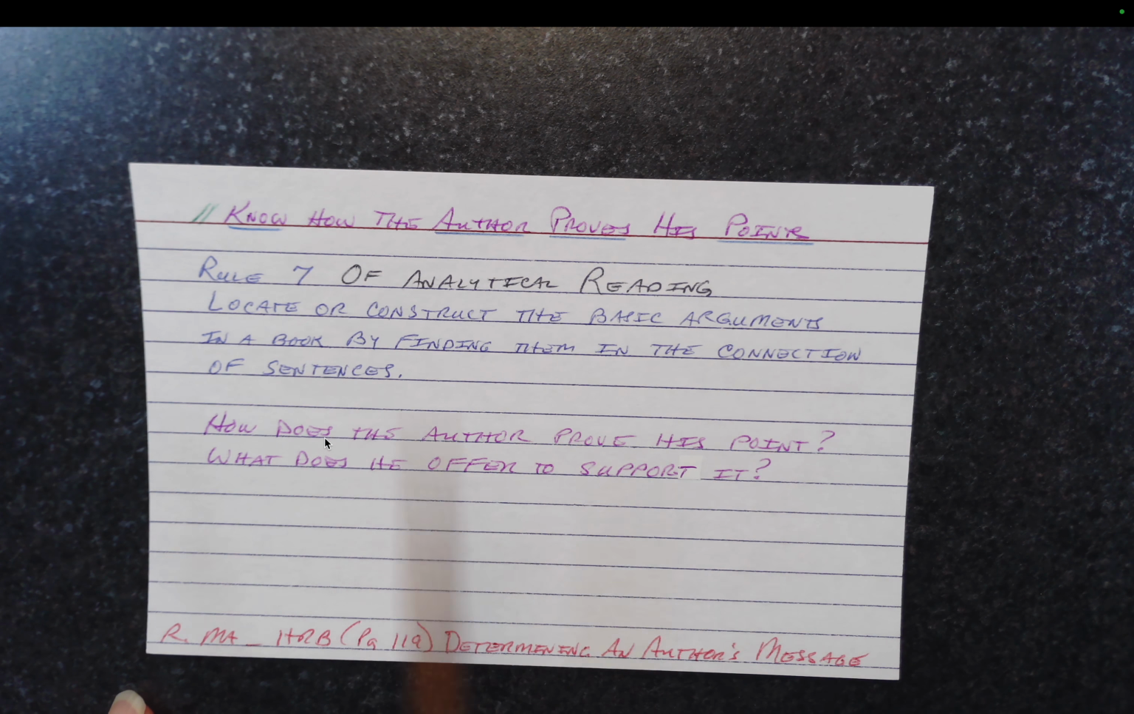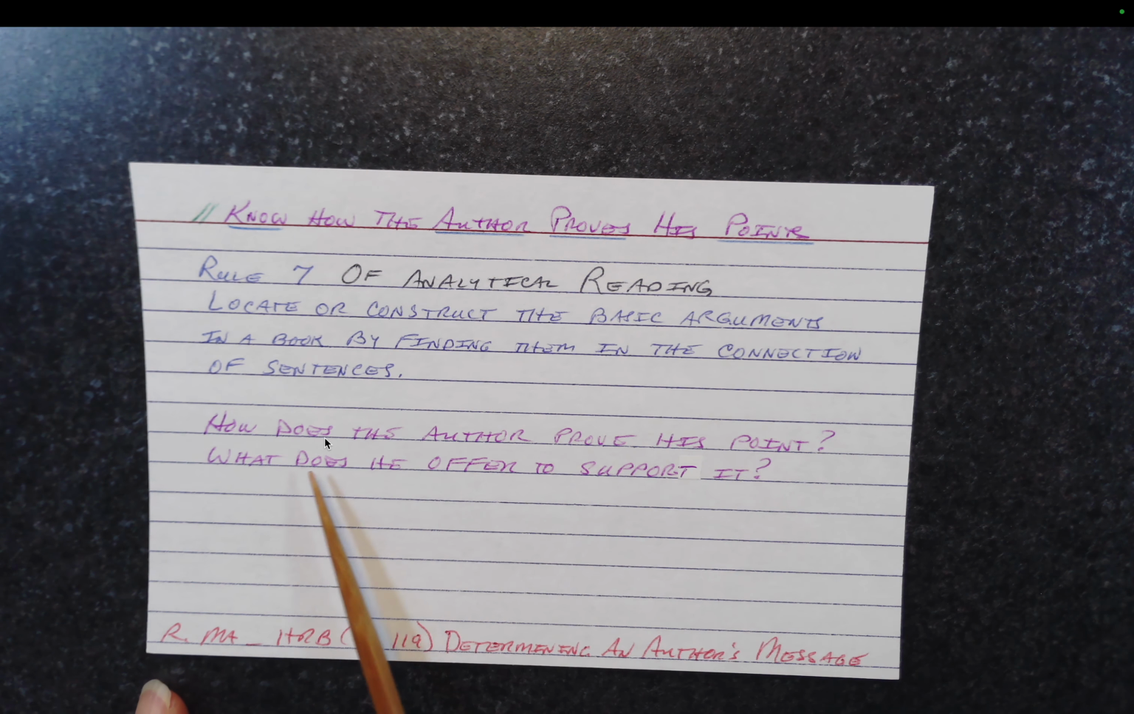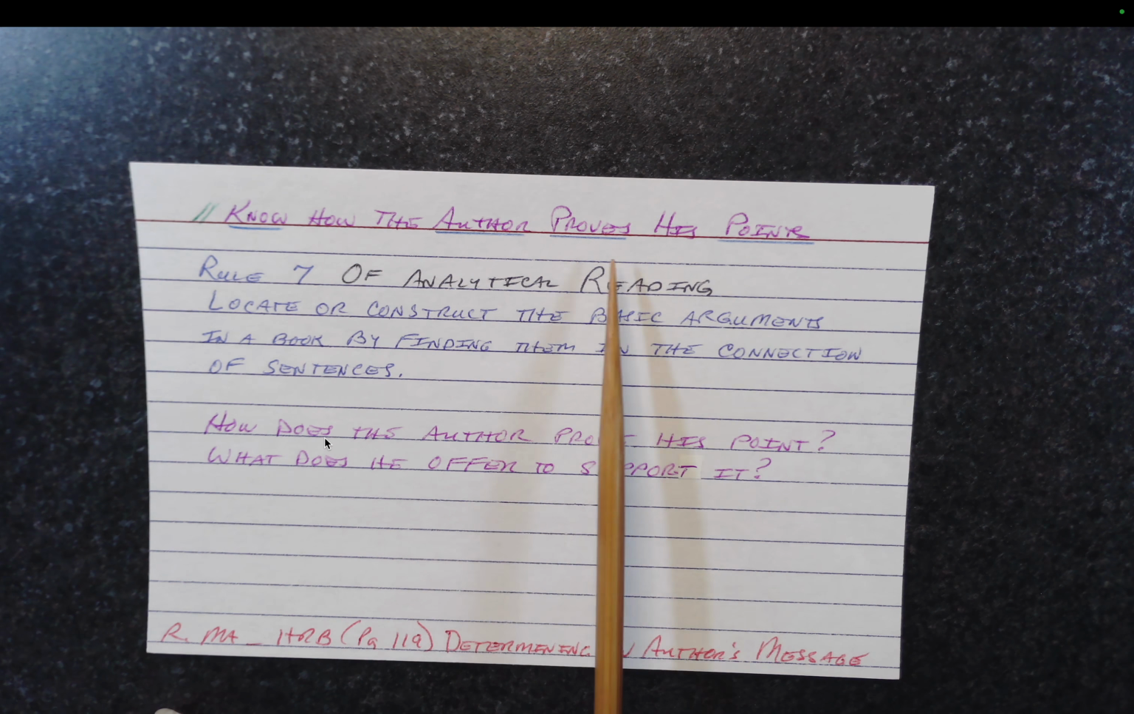The seventh rule of analytical reading says locate or construct the basic arguments in a book by finding them in the connection of sentences. So, of course, if the author is truly going to support his proposition, he will either preface the proposition with the arguments building up to it, where he says, okay, this is true, and this is true, and this is true, and therefore, here's my proposition. Or else he might start with his proposition and say, and I prove it like this. So you have to be on the lookout for both structures. And we'll be wanting to look at, how does the author prove his point? What does he offer to support it? That's our guideline for this Rule 7. And my tagline is, know how the author proves his points.